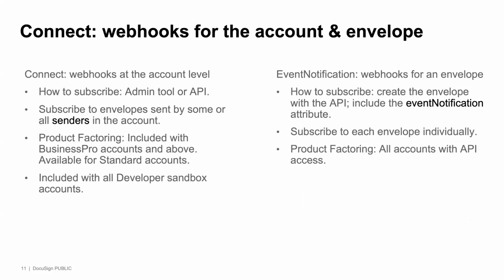Okay, now we offer webhook subscriptions or configurations both at the account level and at the envelope level. In the left-hand column, at the account level, the way you subscribe is either using the administration tool or the API. What you do is subscribe and say you're interested in the envelopes that are sent by some or all of the senders in the account. So you can list the senders in the account, or you can just say if an envelope is sent by anyone in the account.